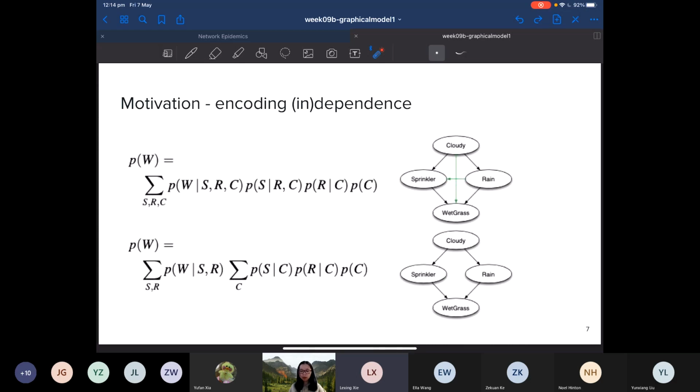In the factored case, we can actually eliminate the variables in stages. Basically, we can marginalize out this cloudy variable without touching this last term, and then we marginalize out the sprinkler and rain. We'll see more about this.